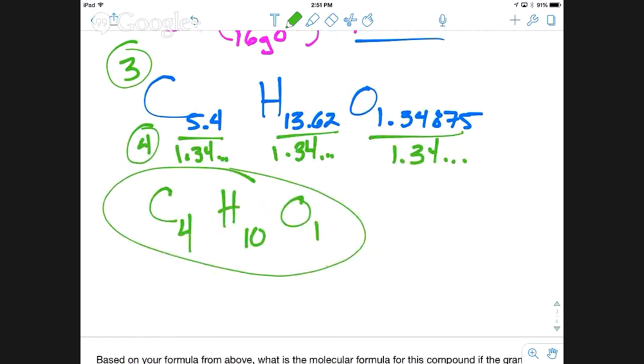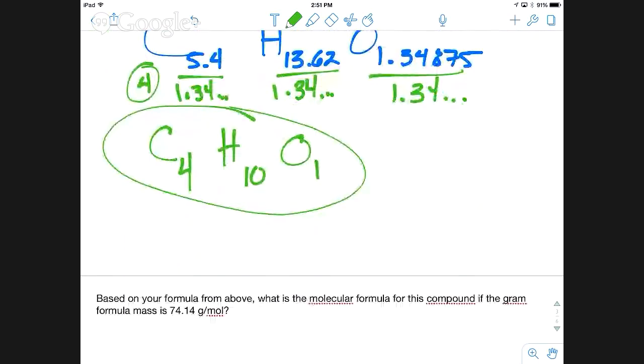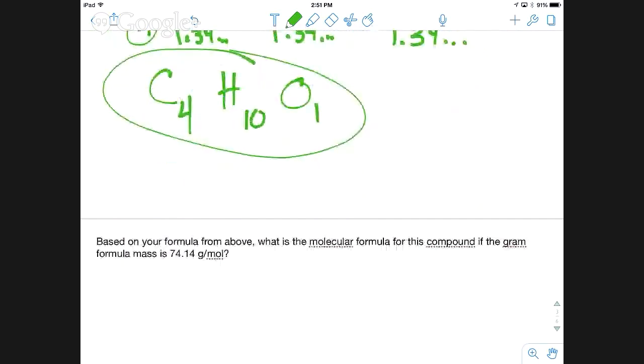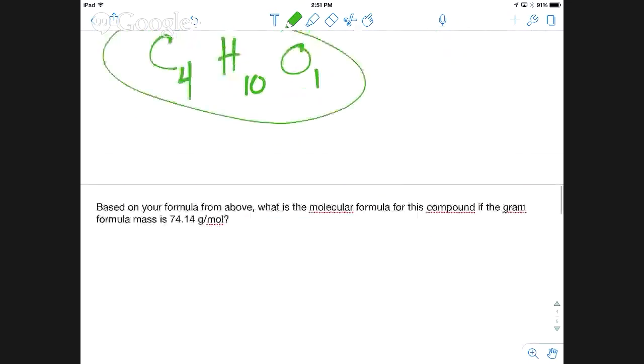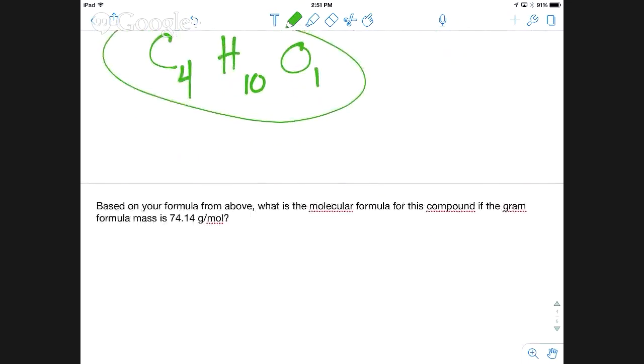The last thing we did before we left was the molecular formula. It says, based on the formula above, what's the molecular formula for this compound if the gram formula mass is 74.14 grams per mole? There's a couple different ways you could do this, right? We know it's C4H10O. So we could say, okay, possibilities.